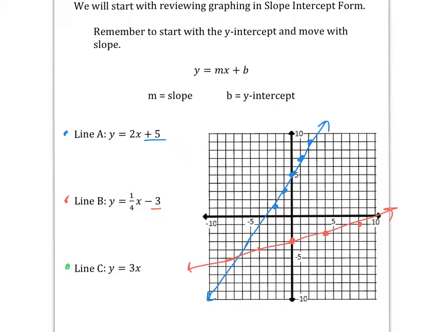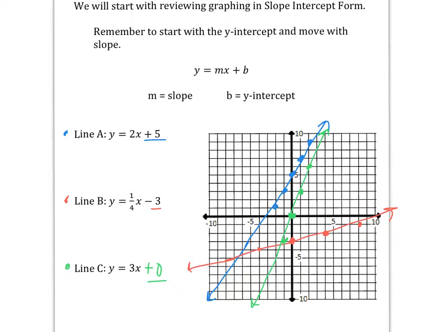All right, last line here, line C. Here, there is no y-intercept, right? It's plus 0. So I'll graph 0 and then move according to the slope. So up 3 units over 1, or again, I could reverse that and go down 3 units to the left 1 and get my line there as well.